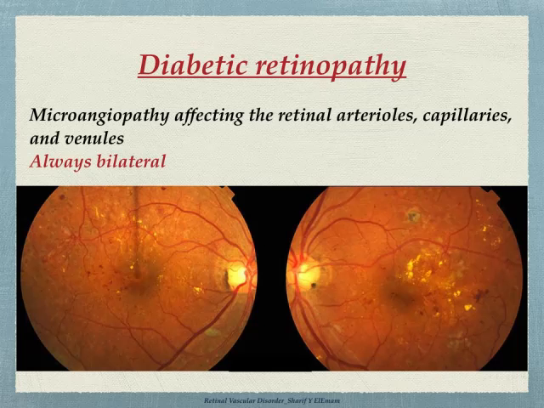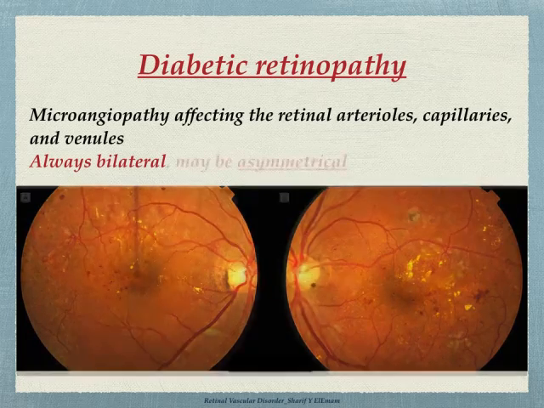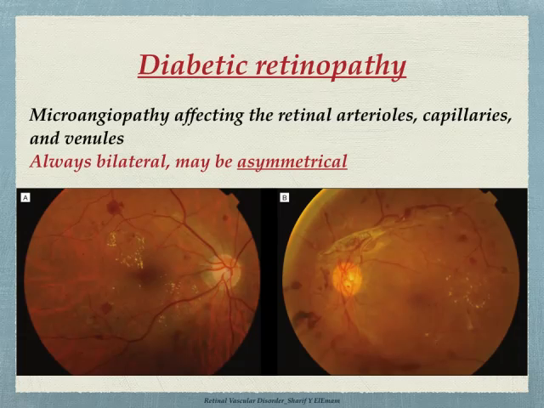Diabetic retinopathy is always bilateral. You rarely find a patient who has unilateral diabetic retinopathy. However, it may be asymmetrical. So one eye has what is called non-proliferative diabetic retinopathy, and the other eye has proliferative. There may be a difference between the level of diabetic retinopathy in one eye compared to the other.